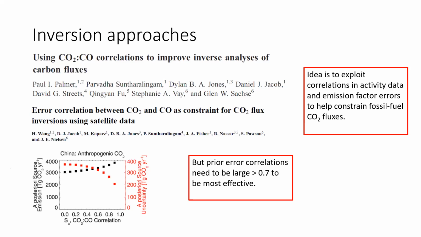But one of the findings of Paul's work really was that these correlations need to be quite large in order for this approach to be effective. And that's shown in this plot in the bottom left, where the red squares are showing the posterior uncertainty, and the black ones are showing the magnitude of the posterior source. And so it's only once you get to a correlation of about greater than 0.7 that your uncertainty becomes smaller than 100%. So if you have a very strong relationship between these two things, then this could be a very effective approach, but otherwise perhaps it's not really helping to constrain things as much.